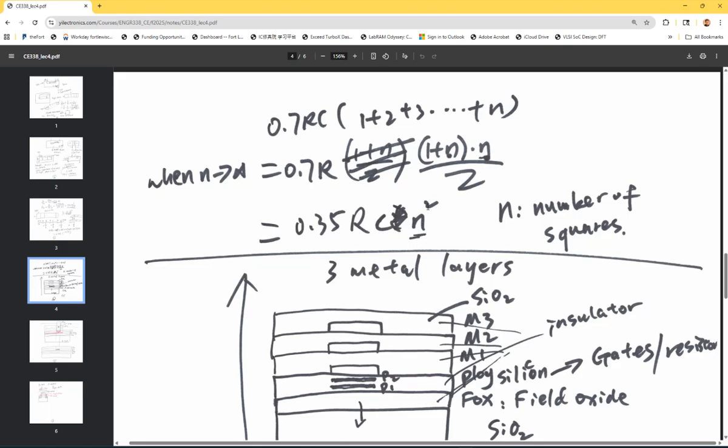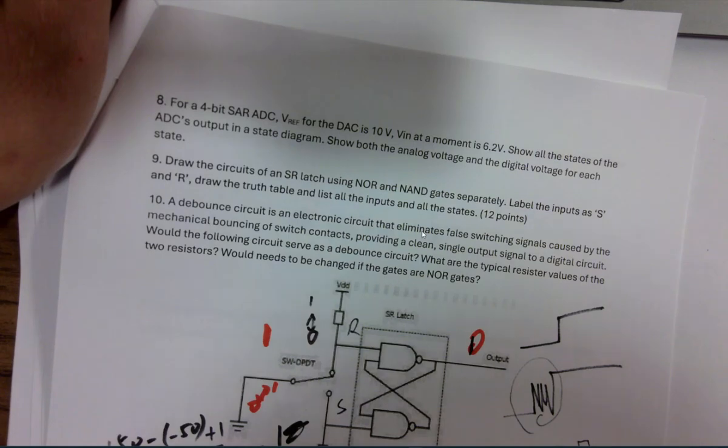So it's N squared, and 0.7 divided by 2 gives us 0.35. So it becomes 0.35 RC N squared. N is how many squares we have, which is W over L. W over L is N. That is for this problem.